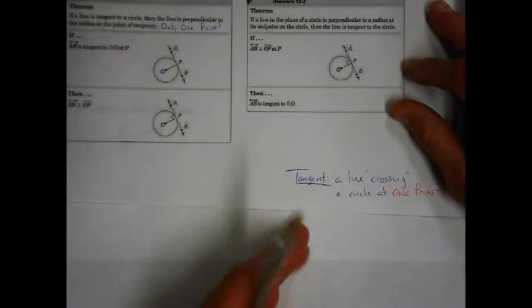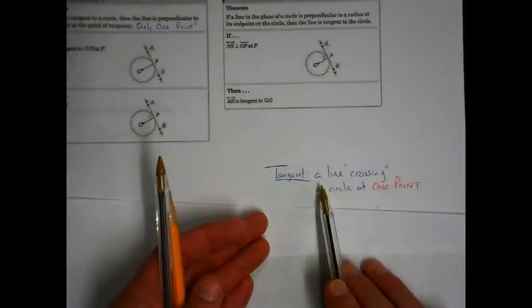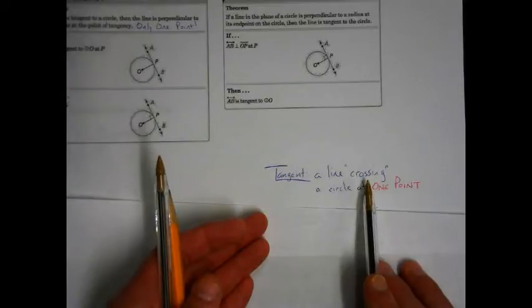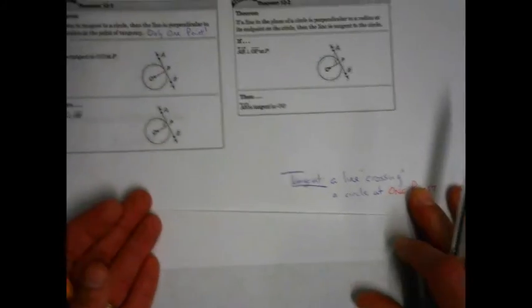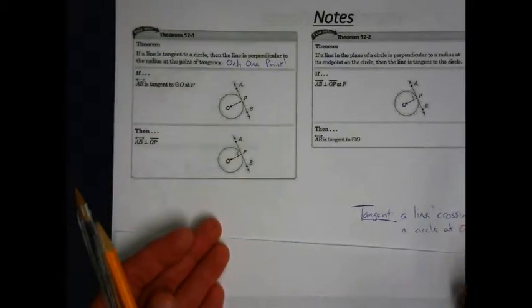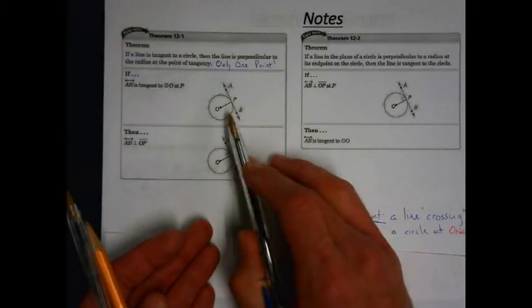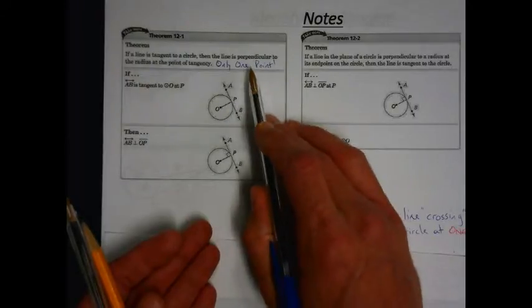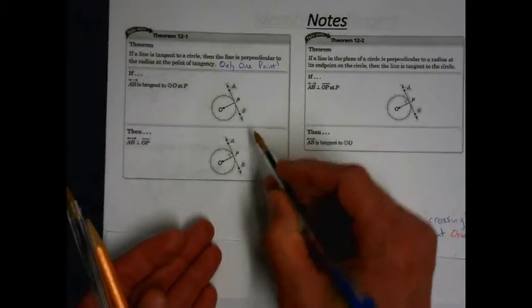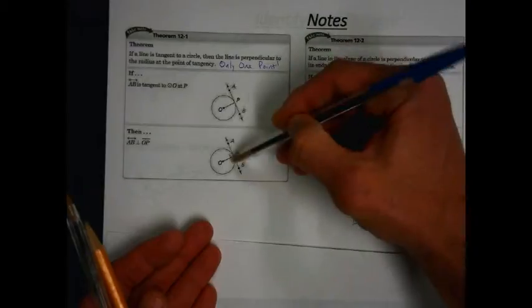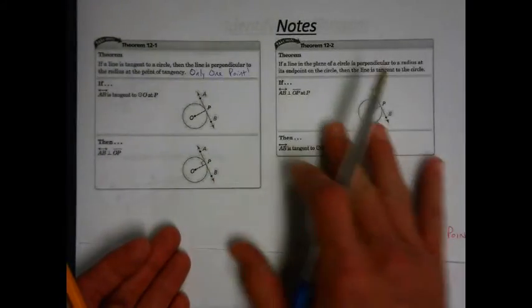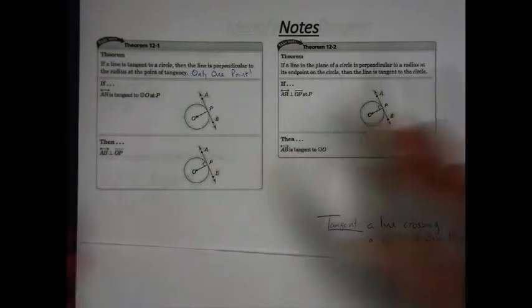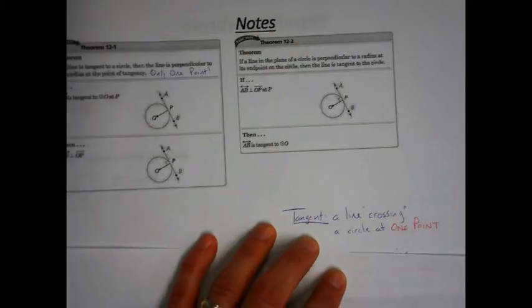A tangent is a line that is touching, crossing a circle at only one point. And that is what a tangent is. It crosses a circle only at one point. And if that is the case, it's going to be perpendicular to the radius. Okay, so if the line is tangent to a circle, it's going to be perpendicular to the radius. All of these notes really talk about that. So we got to know what a tangent is: a line crossing a circle at only one point.